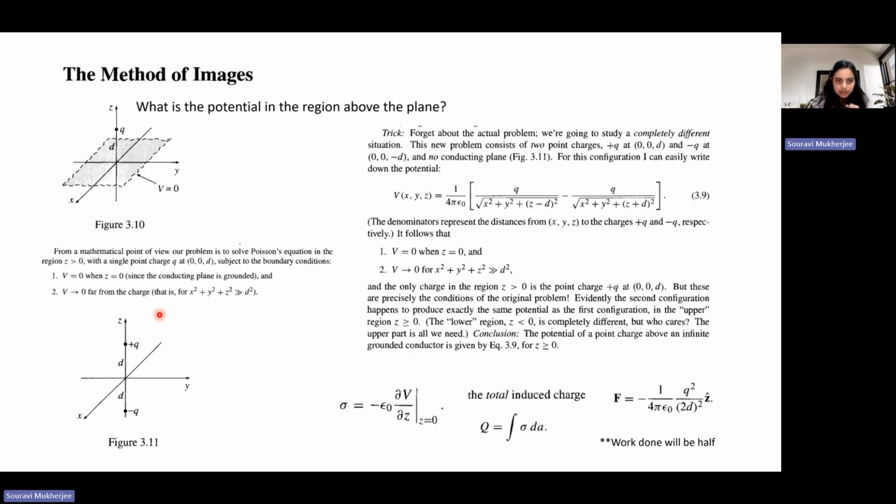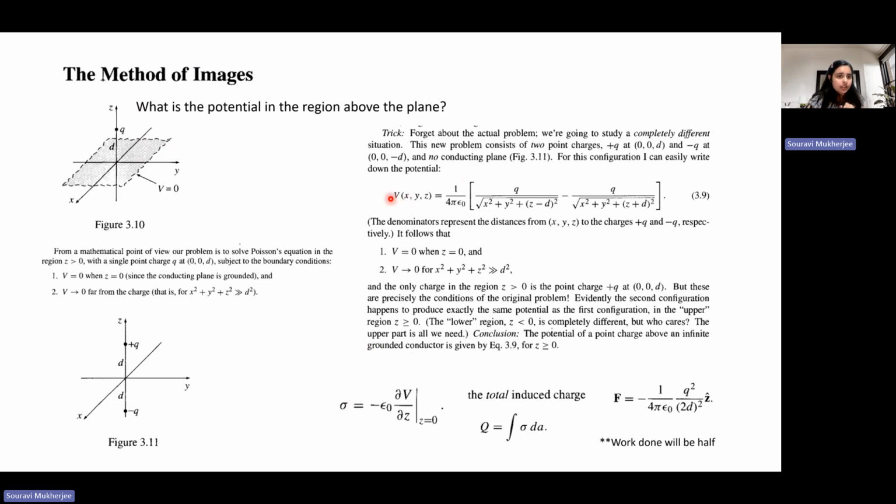So the boundary conditions are the same for both cases. Now if we solve for the electric field for this distribution and find the potential in the upper region, it will be the same as what we would get for the original case, right? Because this is a very simple discrete distribution of charge, we can easily find the potential. This is how it would look. Once you know the potential, you can also use it to find sigma.